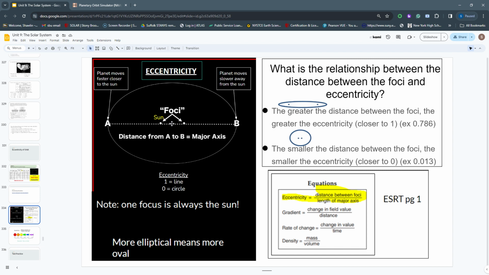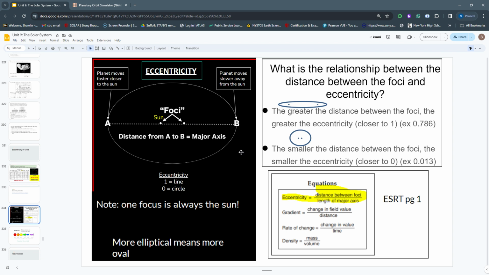And then we also use the distance from one side of the orbit to the other that goes through the foci to measure the eccentricity. So if you go on your reference table, page 1, you'll see the equation right here. The equation for eccentricity is distance between foci divided by length of major axis. So distance between foci are these, your sun and the imaginary dot. If you take the distance and put it on the top, the numerator, you can just plug it in.